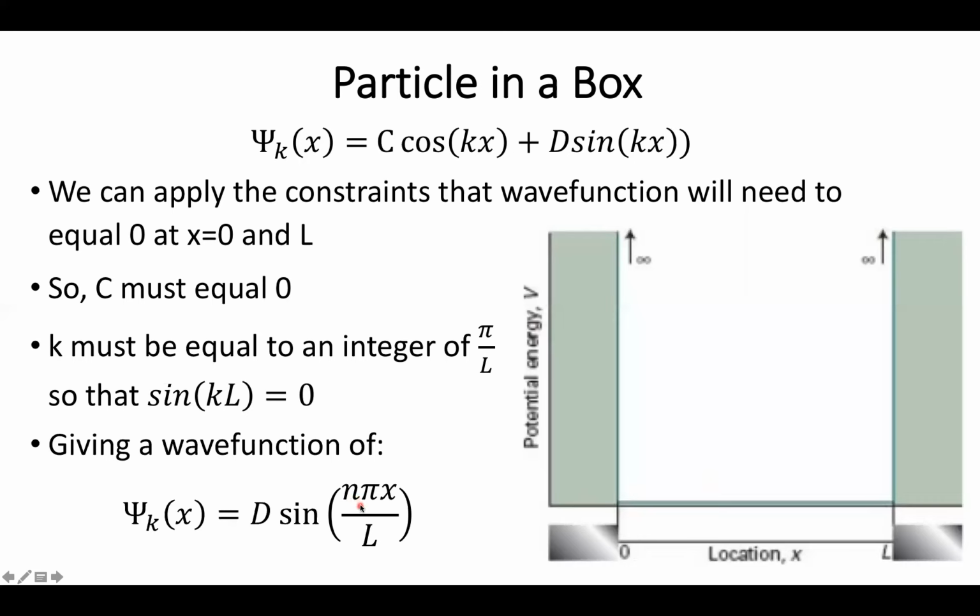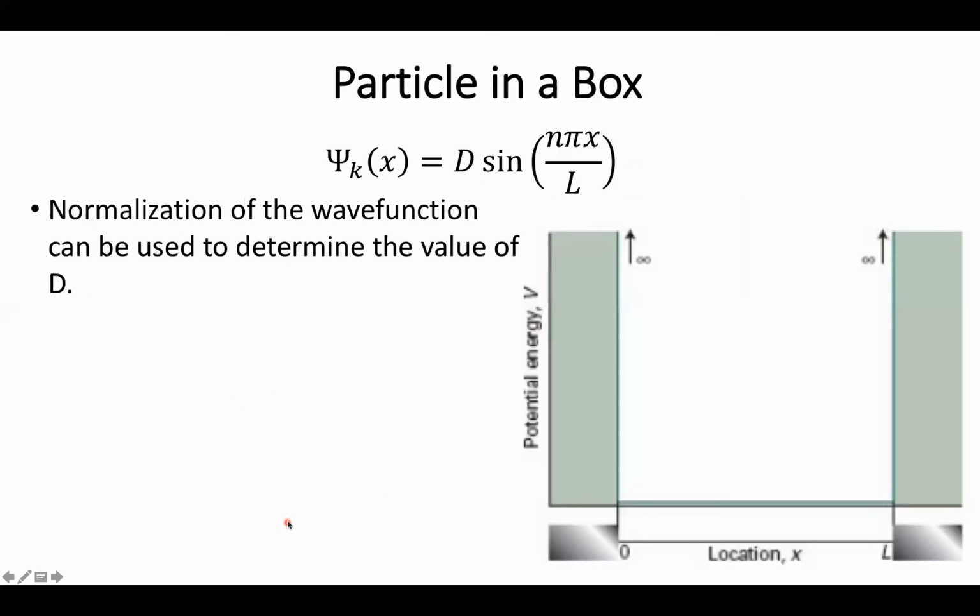However, that does leave us with one mystery variable, and that's going to be d. So d here is just going to be a normalization constant. We know most of our classic strategies to try and normalize a wave function, so we can go ahead and apply them here. What we're going to want to do is integrate our system over all space, which in this case is just 0 to L. And at that point, it should equal 1.